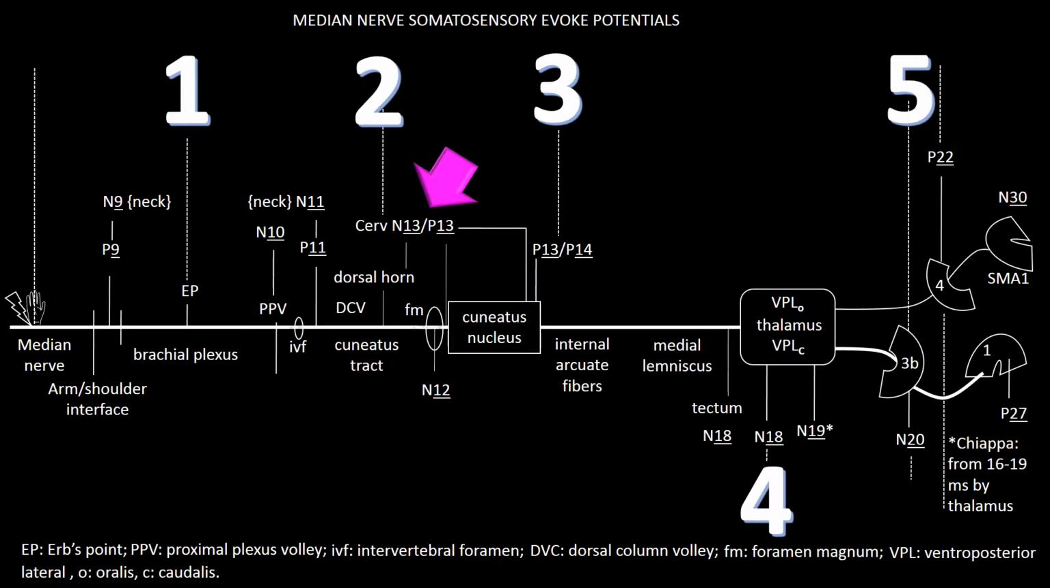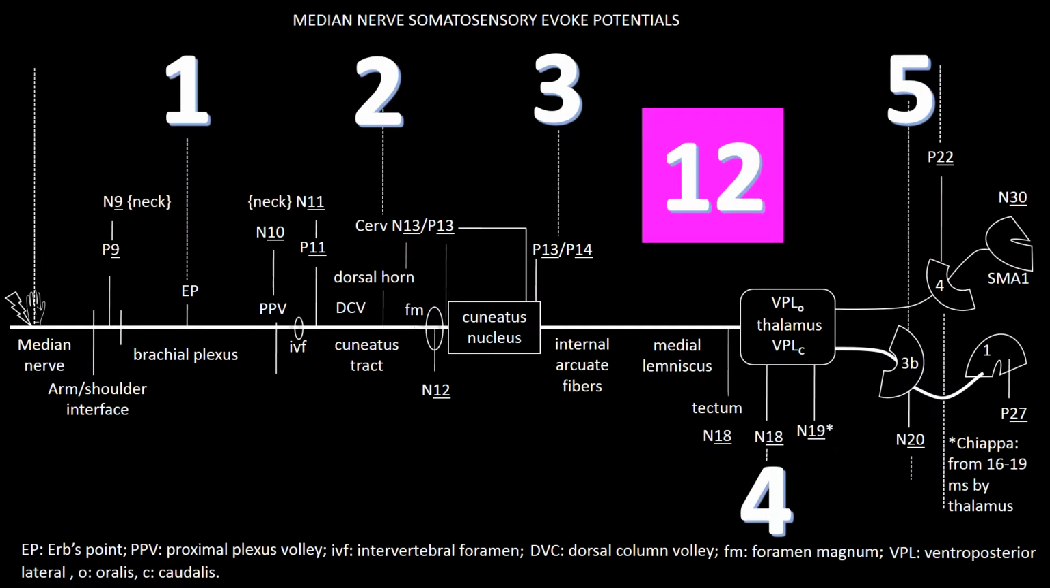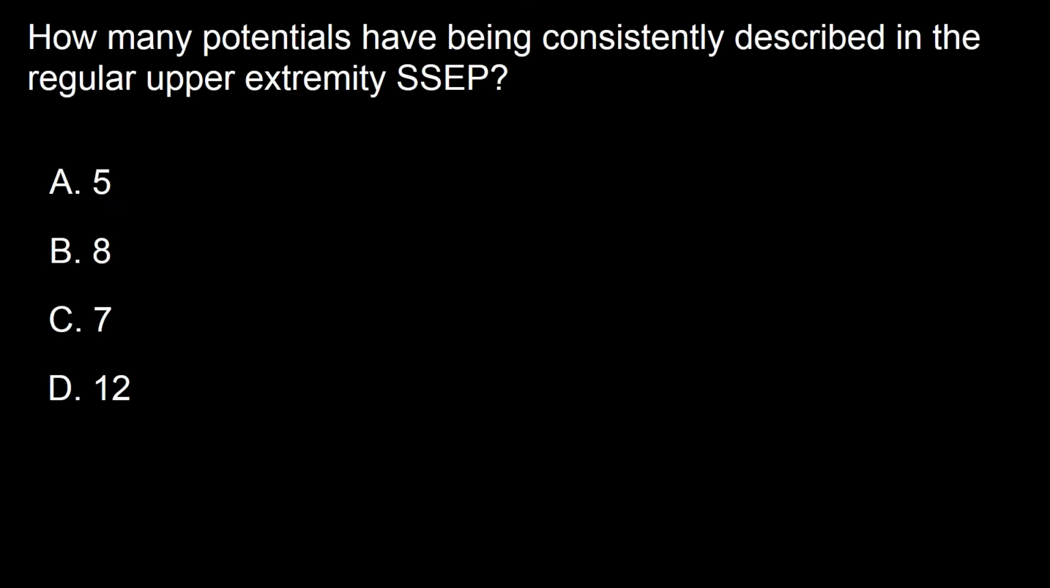Cervical N13 is one of those potentials that, although most authors consider it to originate in one place, the dorsal horn of the cervical cord, a few cast doubts on this site of origin. They consider that the site of origin of N13 is the cuneatus nucleus in the lower medulla. Yet, this view is not shared by many. All in all, there are a total of 12 potentials that we need to consider when talking about upper extremity somatosensory evoked potentials. So the answer to this question is D.